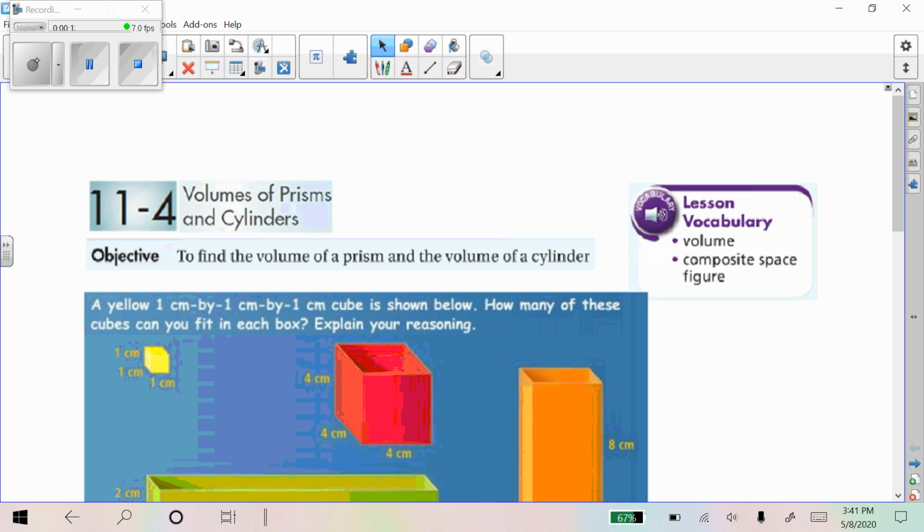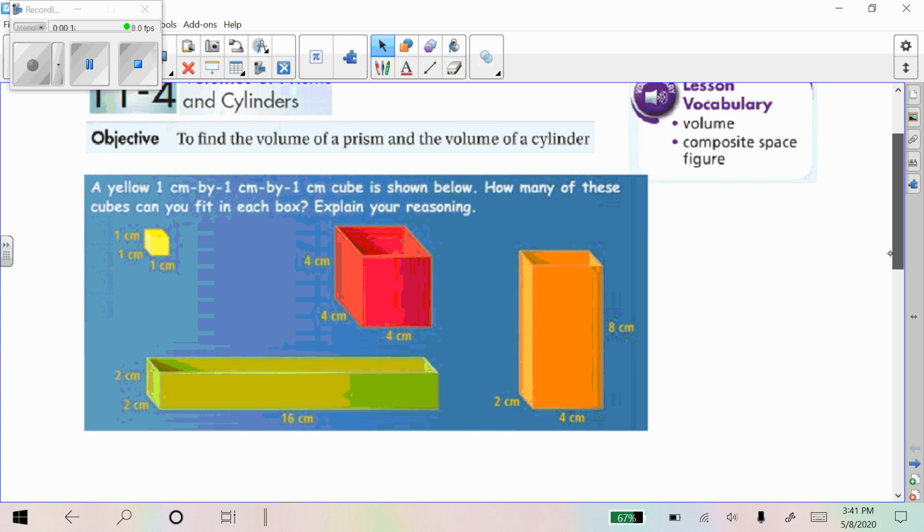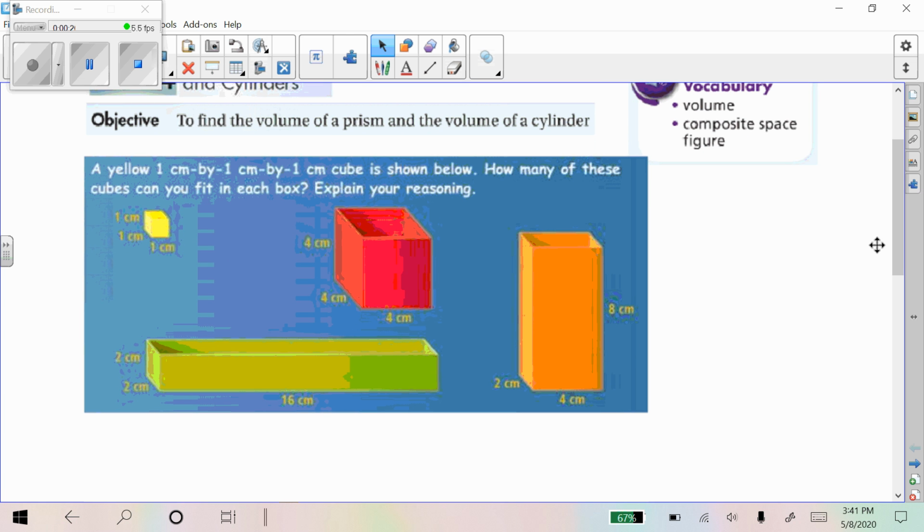Today we're going to start finding volumes. And we're going to concentrate on prisms and cylinders because they're very similar in how you find the volume. Okay. Why don't you go ahead and do this first problem, and you can check back and see if you got your answer right.